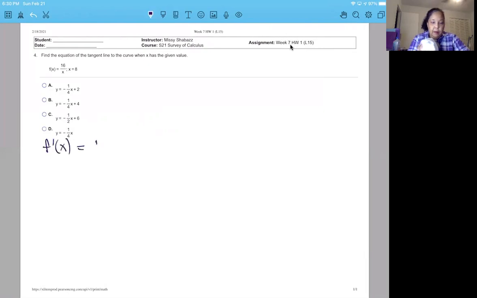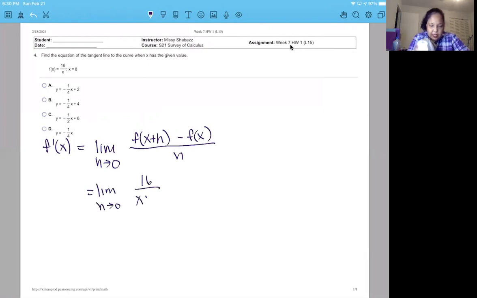Okay, so again, f prime of x is equal to the limit as h goes to 0 of f of x plus h minus f of x all over h. So I'm going to plug in x plus h and I get 16 over x plus h minus my function, which is 16 over x, and all of that is over h. Again, we're going to have to do some algebra because we can't directly plug in h because that would give me something that's undefined. What I'm going to do is multiply the numerator and the denominator by the common denominator in the numerator. All right, and that is x times x plus h.